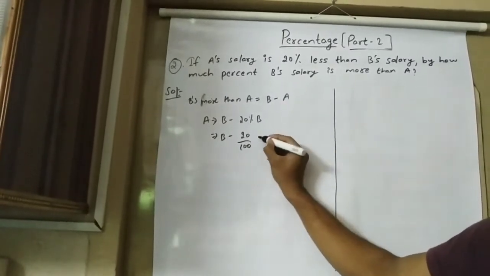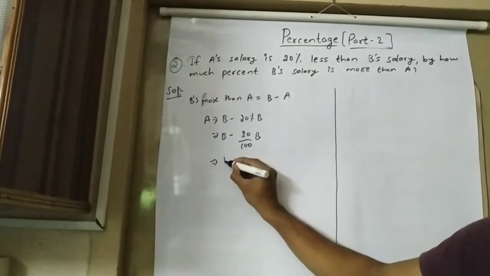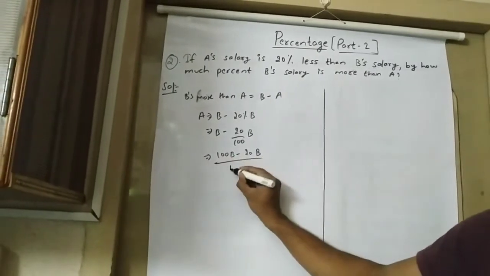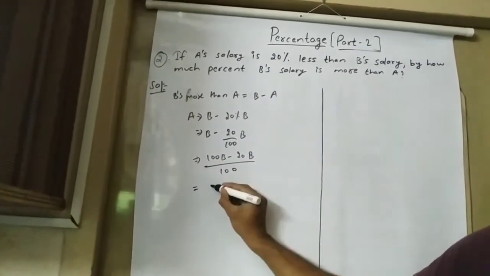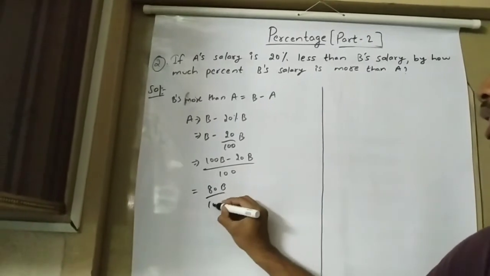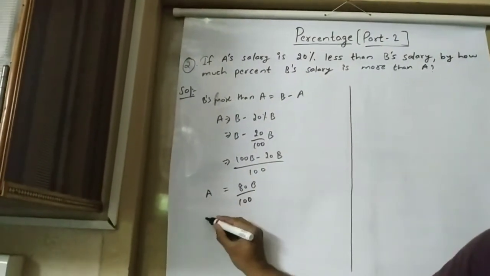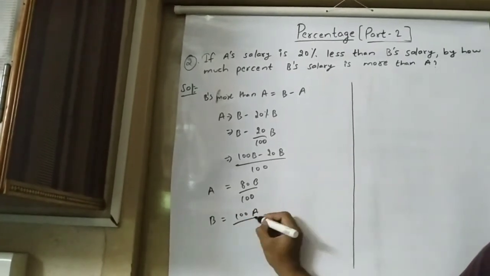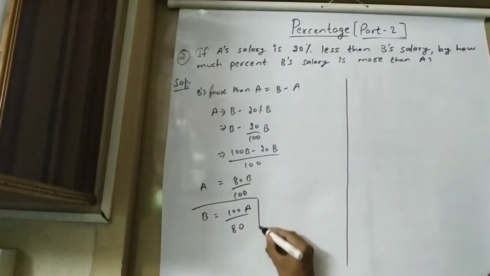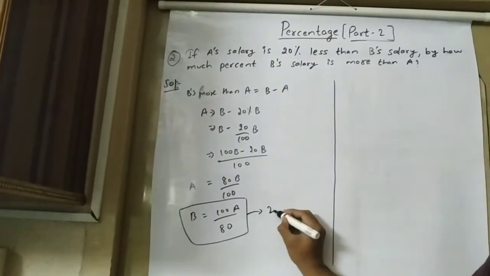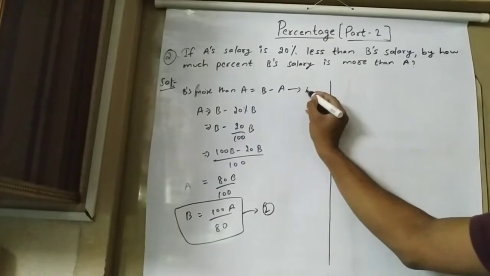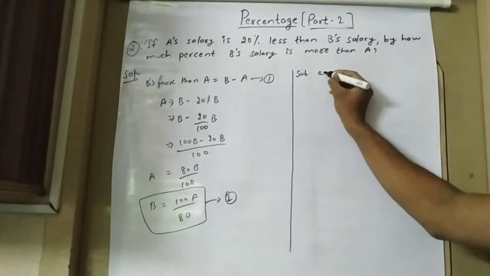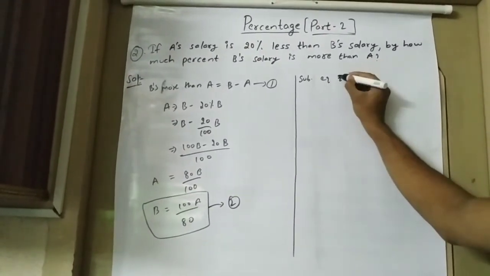Because A's salary is 20% less than B, so B minus 20% of B. Percent means divide by 100, so that is equal to 100B minus 20B by 100. So that is 80B by 100. That is A. So B is equal to 100A by 80. Let it be equation 2 and B minus A be equation 1. So substitute equation 2 in 1.